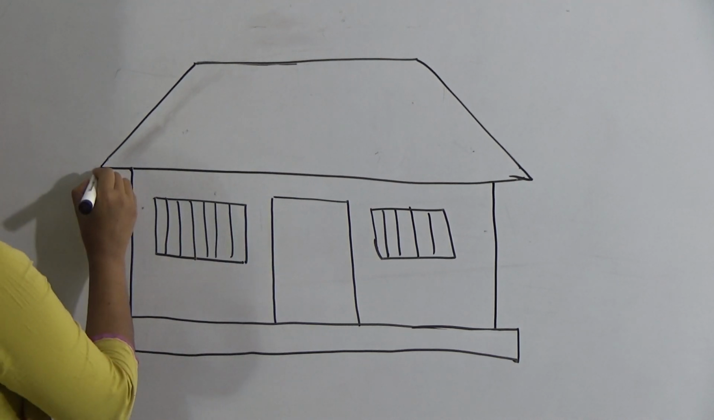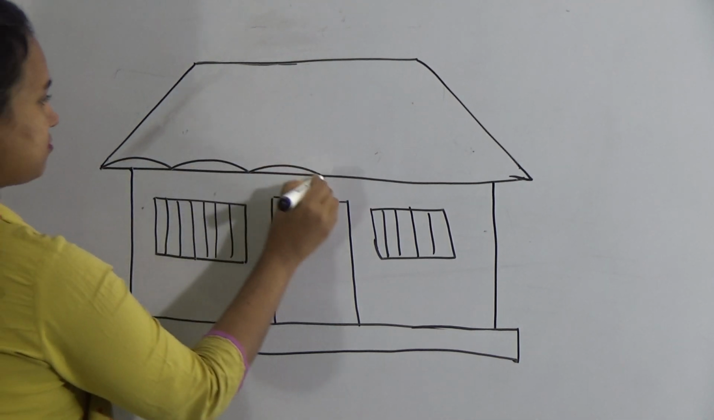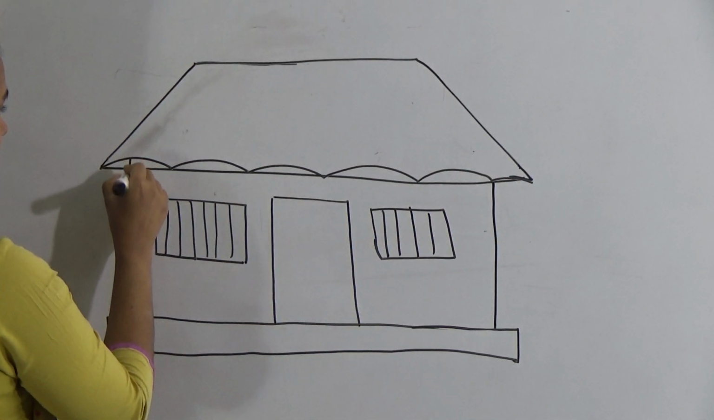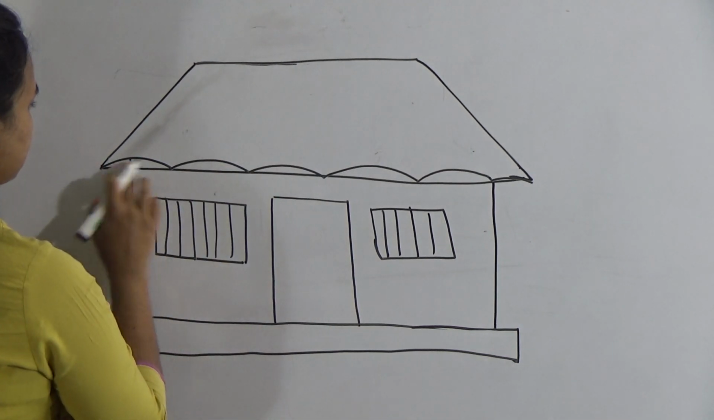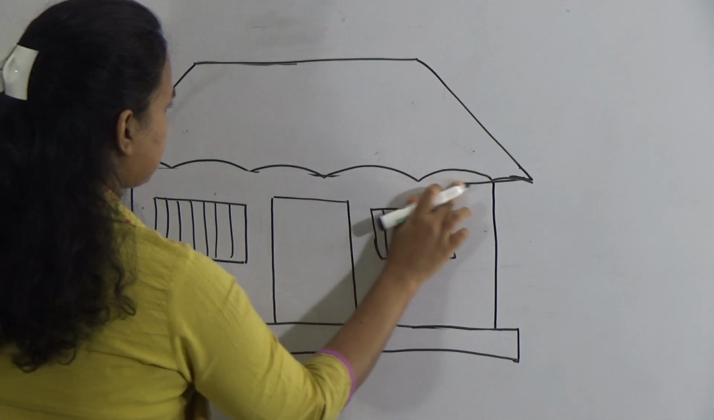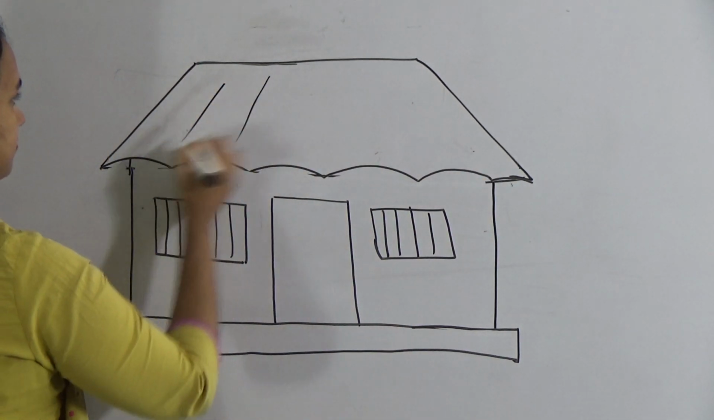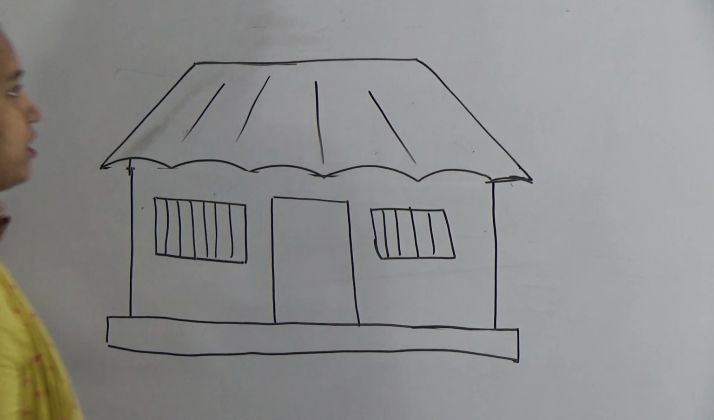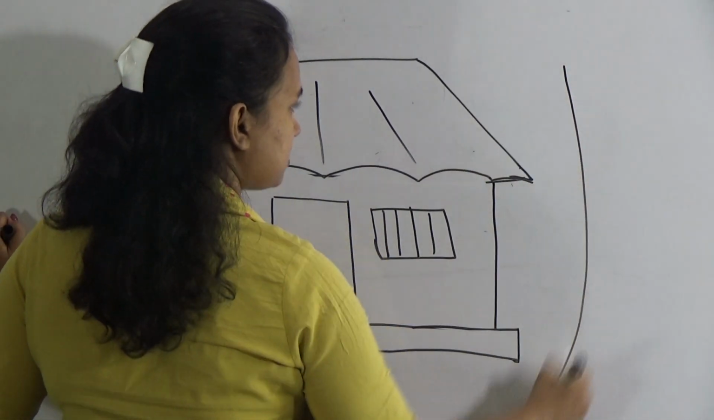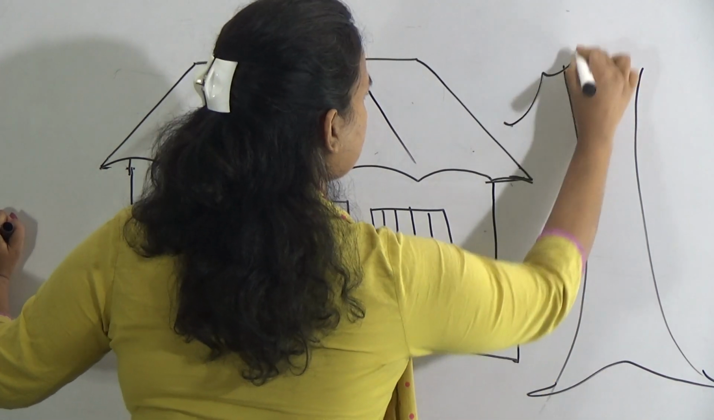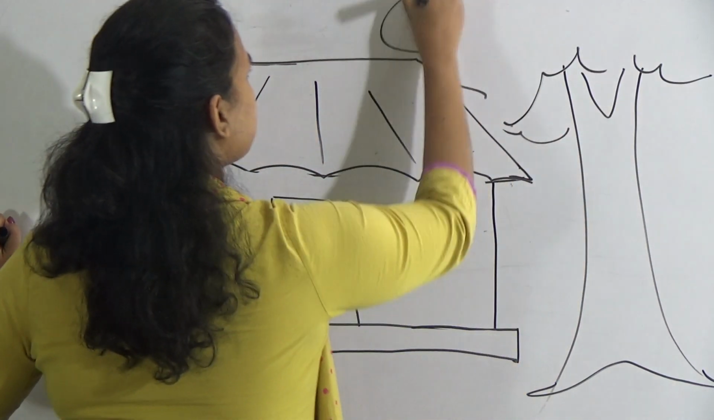Okay, and finally you will give this type of lines and draw these lines from here to here and erase the straight line. Okay, though this one is only a house, if you want you can draw a tree here also. That one is not mandatory.